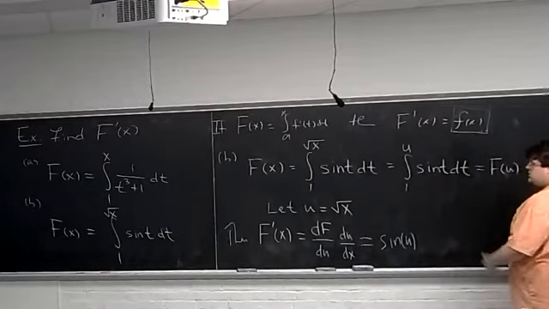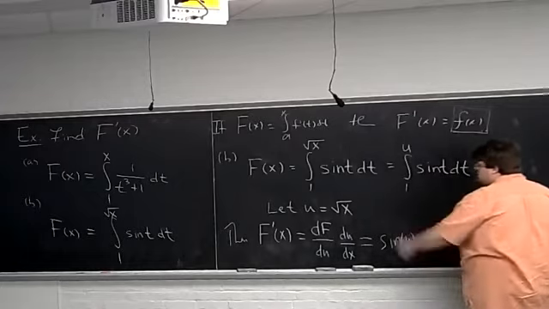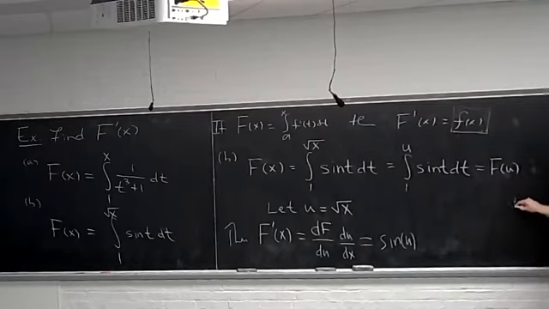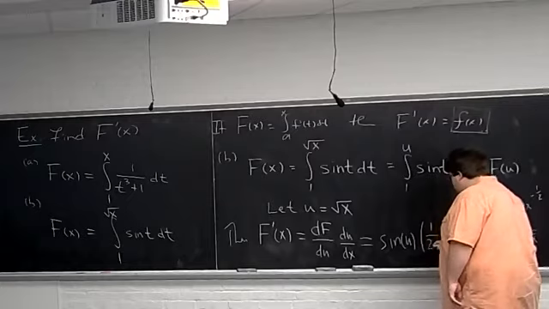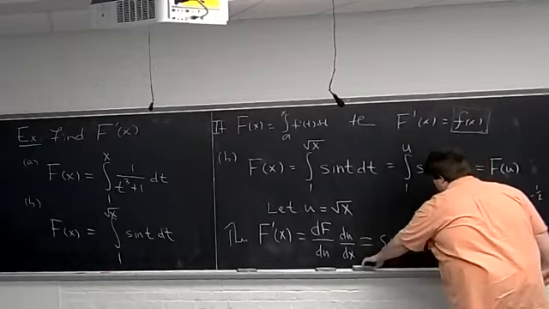What's du dx? Well, we have x to the half, so the derivative is half x to the negative half. For these computations, you could leave it as half x to the negative half. I'm going to write that as 1 over 2 root x, because I think that looks nicer for this one.